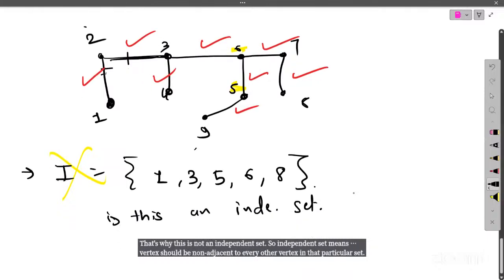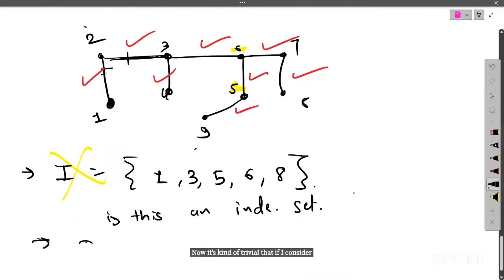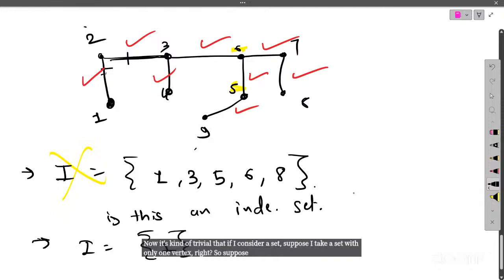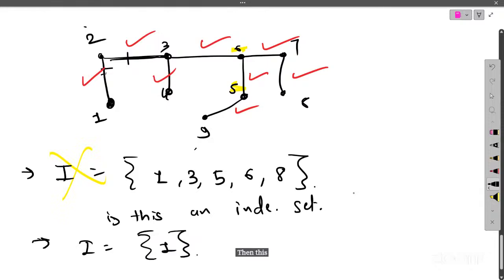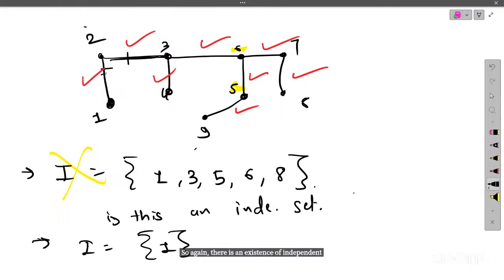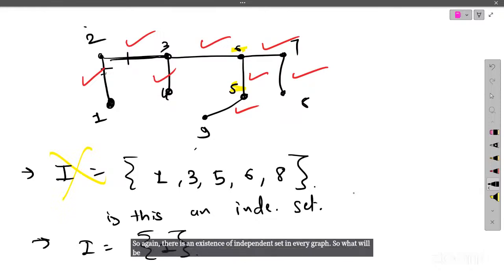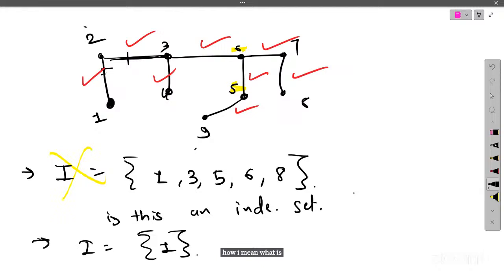Now it's kind of trivial that if I take a set with only one vertex, suppose I take only vertex number 1, then this is one possible independent set. So there is an existence of an independent set in every graph. So what will be our question here? Our question here is what is the largest independent set we can form, or what is the number of vertices we can use to form the largest independent set? That's the question we want to ask.